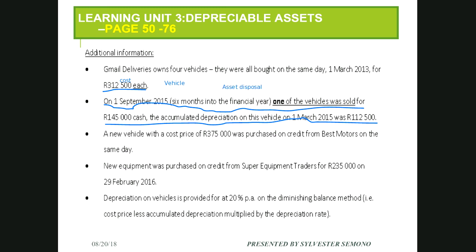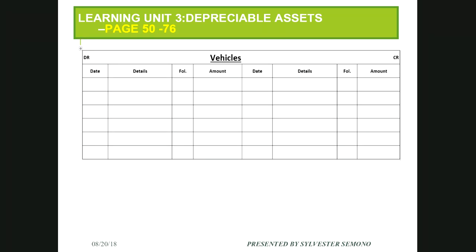Now, who can tell me under which side of the vehicle must we record that 312,500? On the credit side. But again, we must check the date on which we sold. I think we sold in 2015, September the 1st. Okay. What is the contra account, please? Remember, we just identified the two accounts. Try. Asset disposal. Thank you very much.